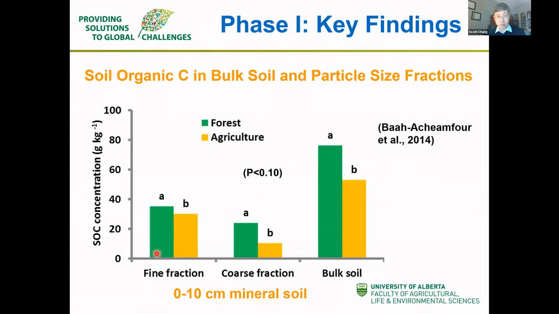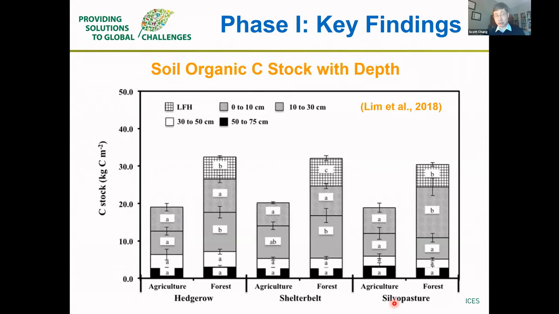But obviously, the good news is that even in the fine fraction, we are seeing a higher concentration of organic carbon in the forest land use as compared to the agricultural land use or the herbland. So that is obviously fairly positive, that in the mineral soil, we see increased carbon concentration.